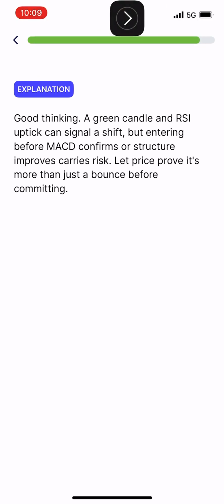Explanation: good thinking. A green candle and RSI uptick can signal a shift, but entering before MACD confirms or structure improves carries risk. Let price prove it's more than just a bounce before committing.